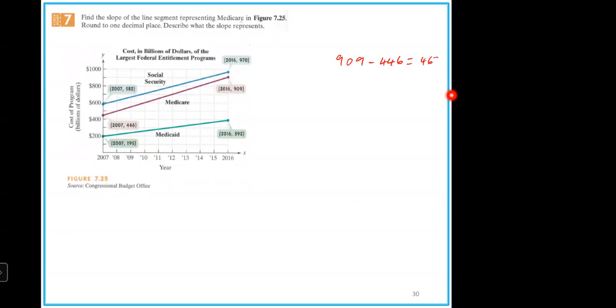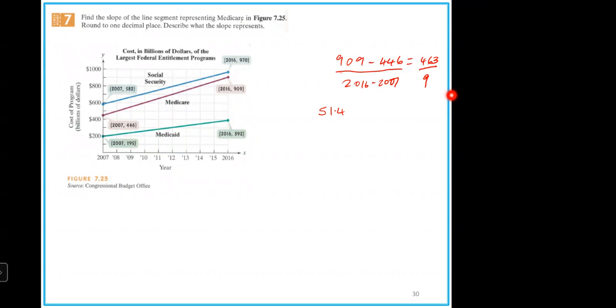And then I took 2016 minus 2007, and that's equal to 9. And then I have 463 divided by 9, and that gave me 51.4. Okay, so your slope is 51.4.